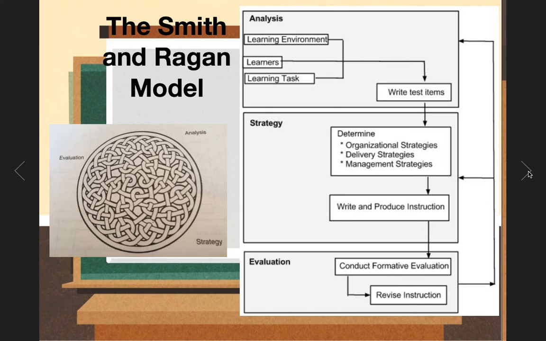So in conclusion, the Smith and Ragan ID model, based on Gagne's conditions of learning and the cognitive learning theory, consists of 3 major phases that include 8 steps for creating instruction. And again, although it appears linear, each step is interrelated, impacting the designer's decisions. So in conclusion, this model provides designers with a highly detailed guide to developing effective instruction.